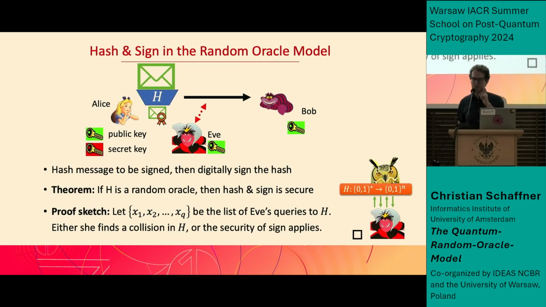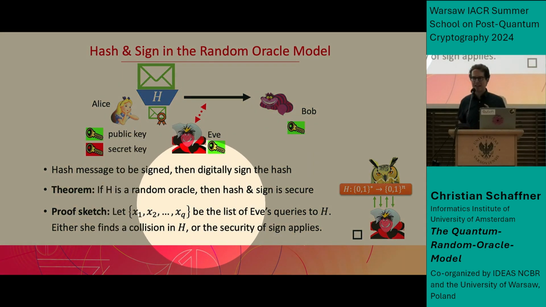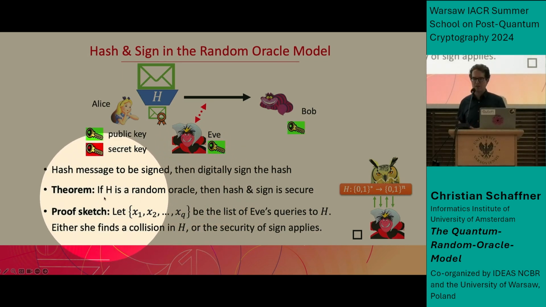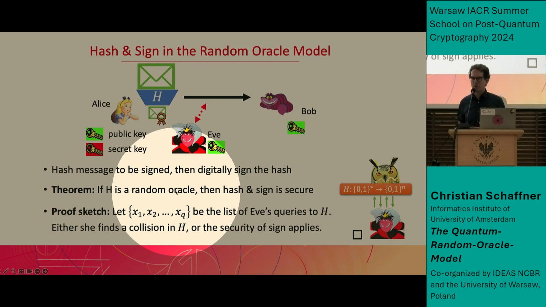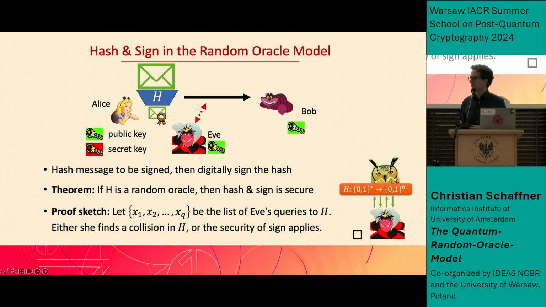And notice that what I showed you before, this hash and sign, is actually a proof in the random oracle model. It's also stated in the theorem: if H is a random oracle, then hash and sign is secure. And the proof goes: let's write down a list of Eve's queries to H. So we were already looking into what Eve does. Somehow, under the hood, I already made you operate in the random oracle model when proving this.